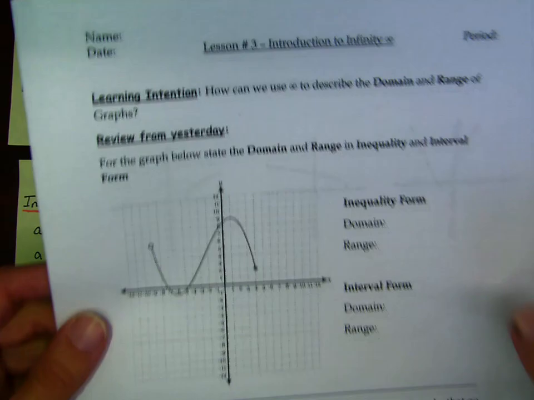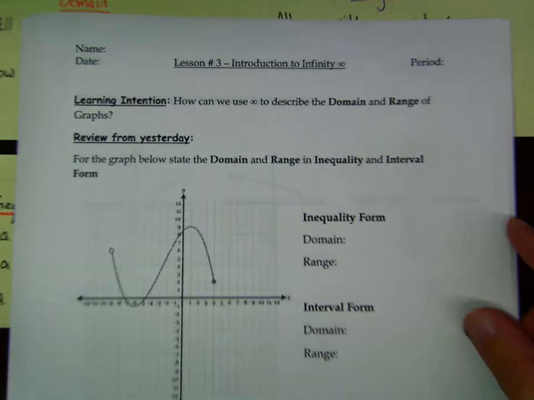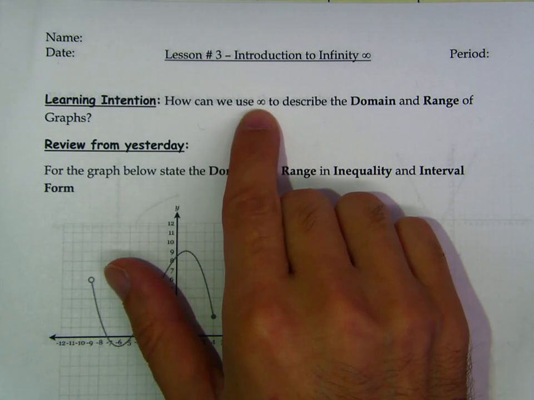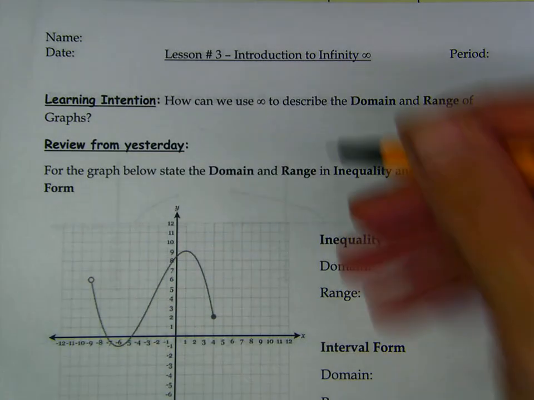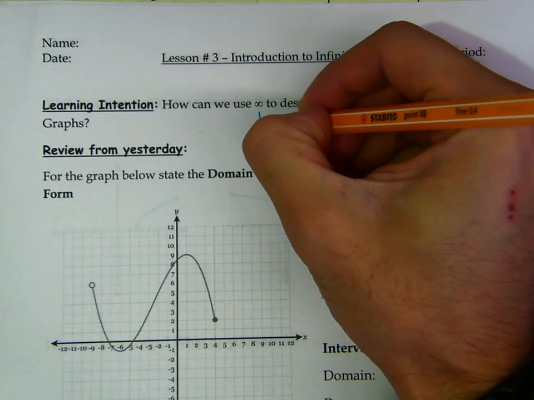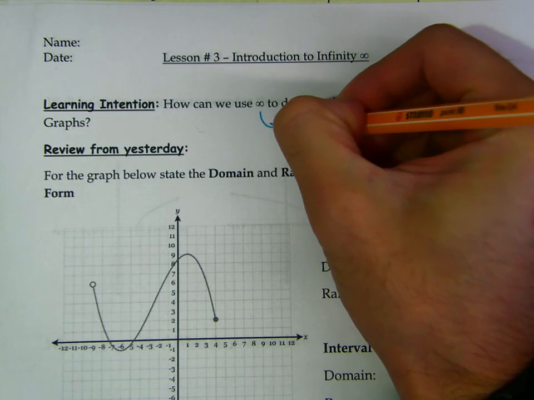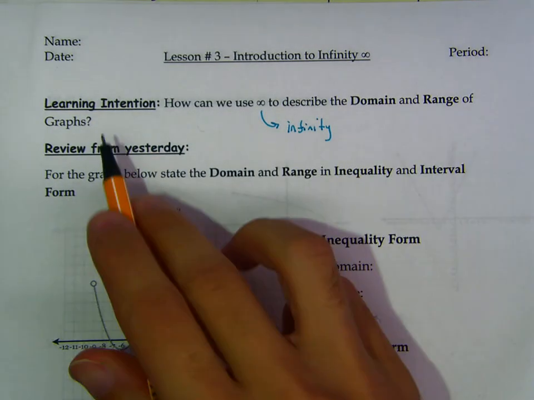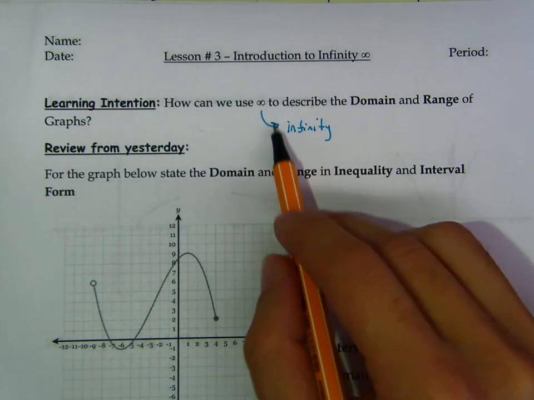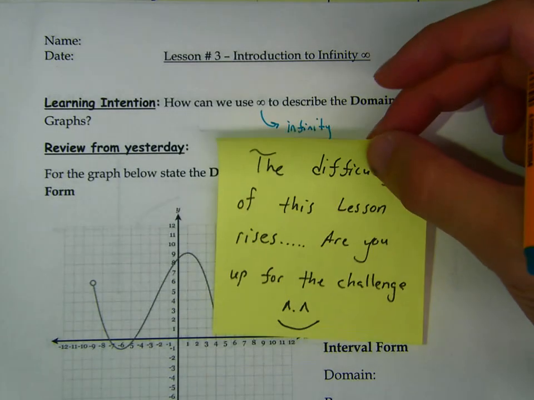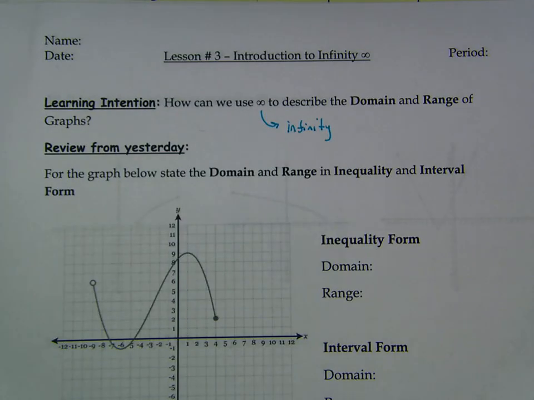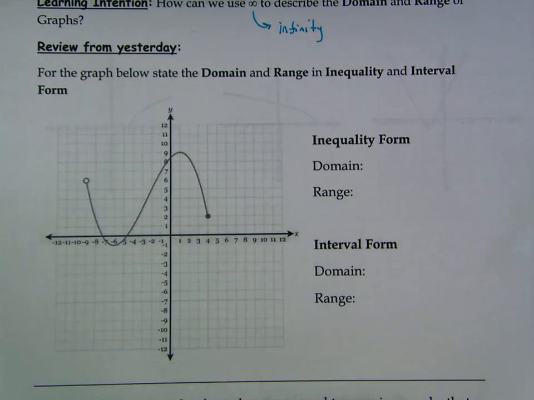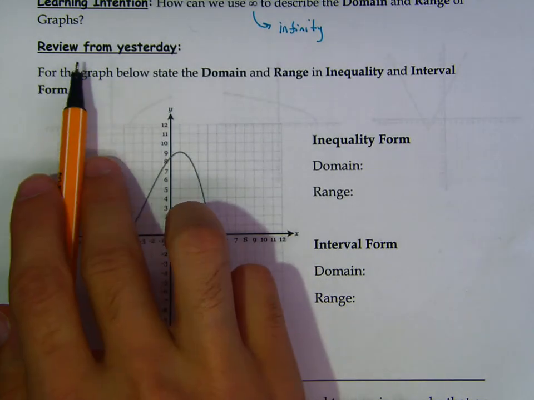So what's the game plan today? Here, your learning intention is, how can we use, holy moly, what is that word over there? It is time, everybody. We have infinity, right? So how do we use the idea of infinity to describe the domain and the range of certain graphs? This concept will not be easy at first, okay? But we got this. What I'd like you to do is pause the video and try the first question on your own. This is just a review from yesterday.